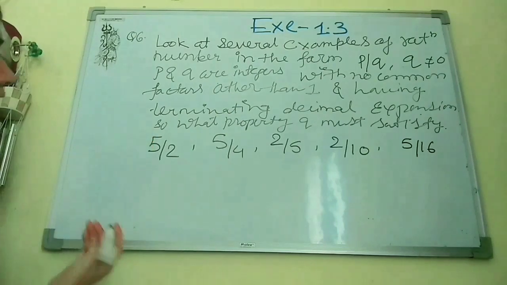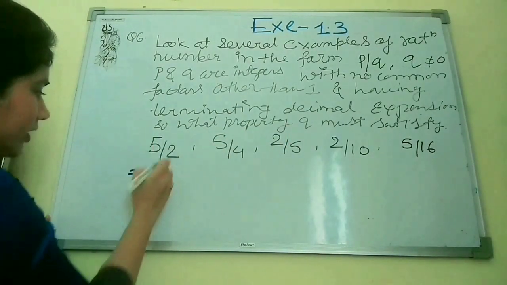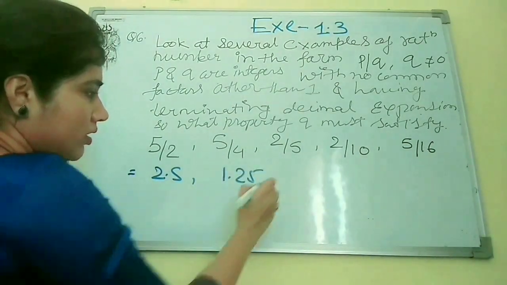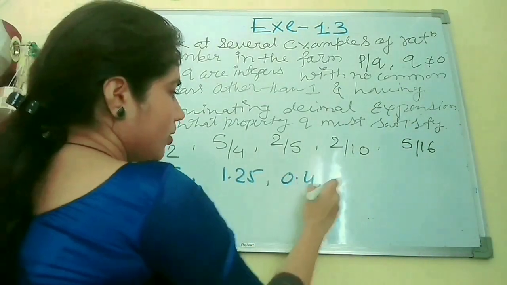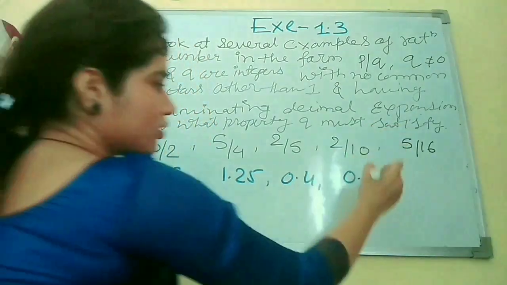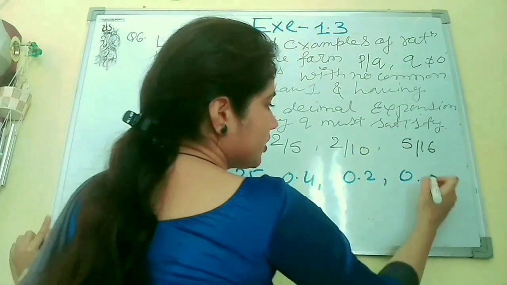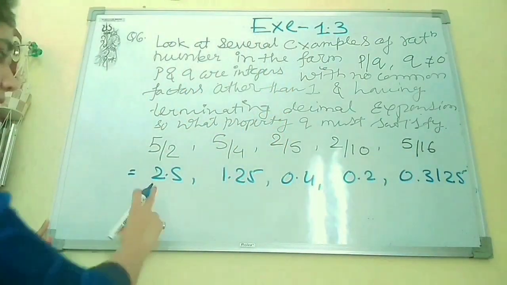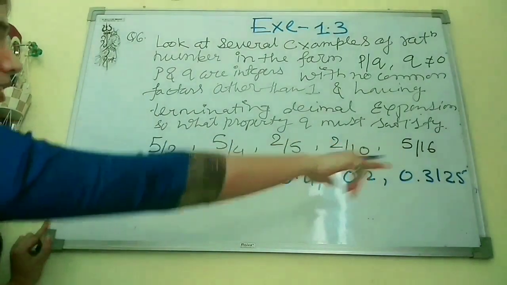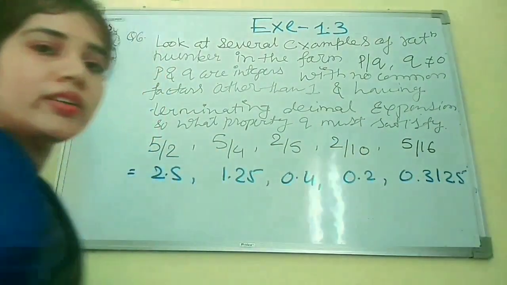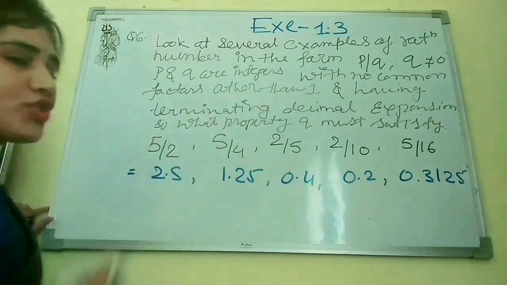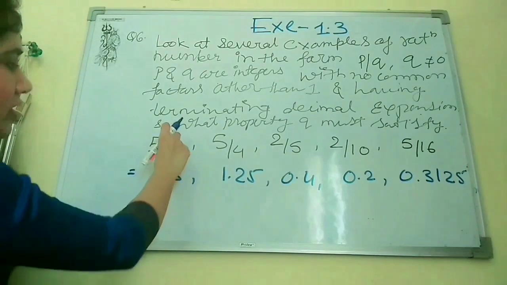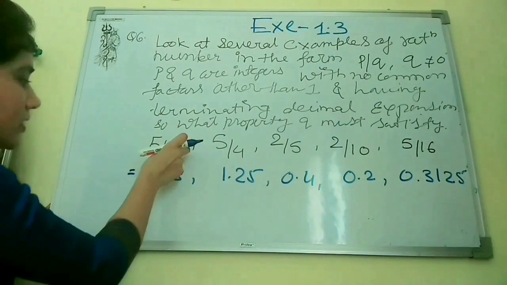So we just divide and we get 2.5, 1.25, 0.4, 0.2, and 0.3125. You are seeing here that all these decimal expansions are terminating, which is already mentioned in the question. So which property must q satisfy? This is our p, this is q.